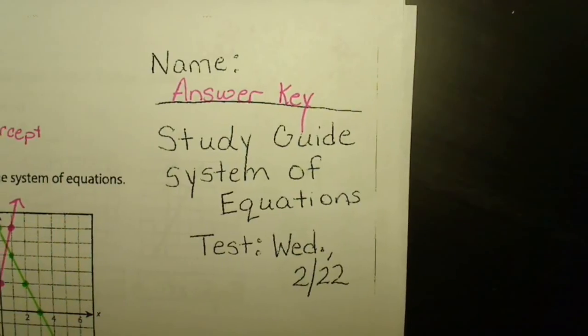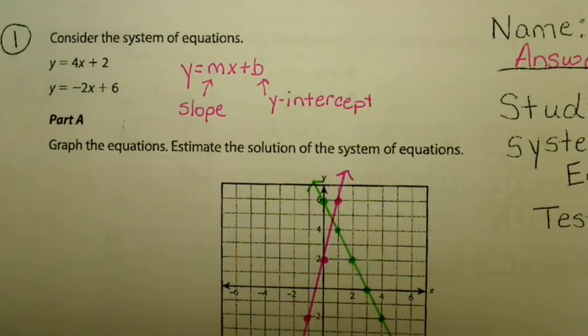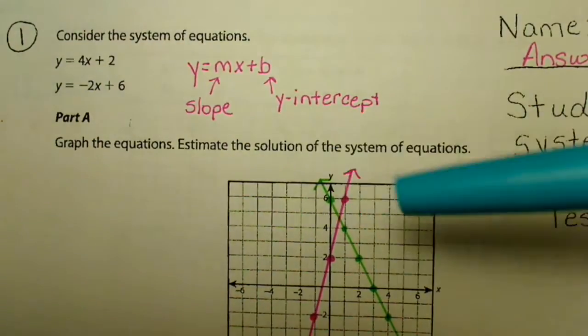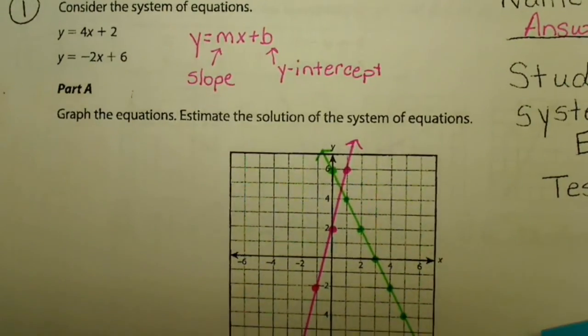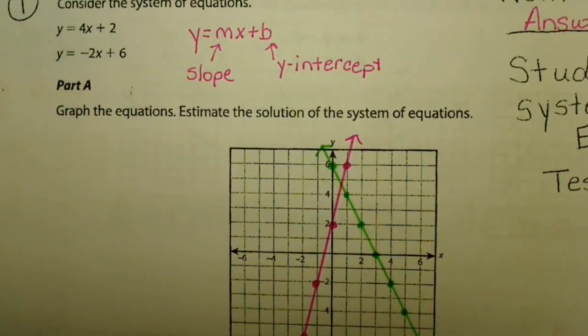The first type we're going to go over is solving a system of equations by graphing. Here we have two equations, and you want to graph both of them on one coordinate plane. The whole point is to find the point where the two lines intersect.